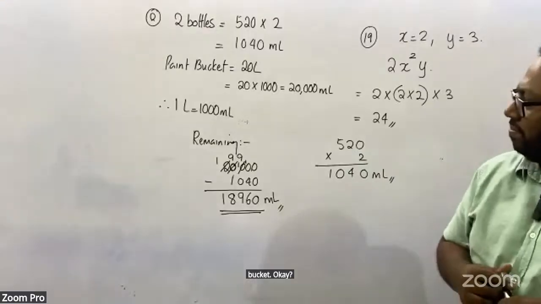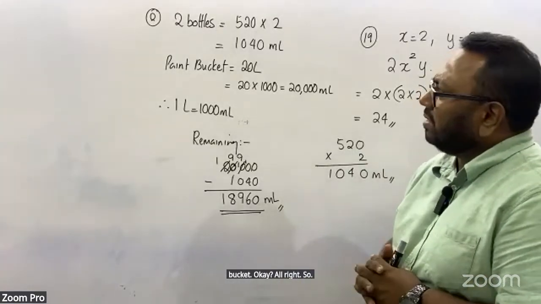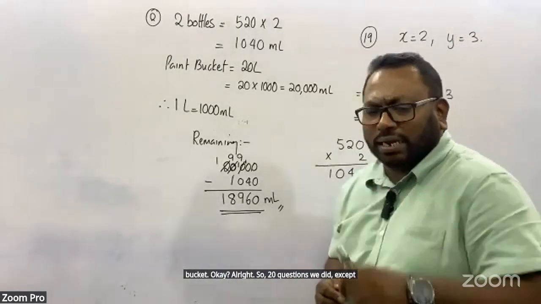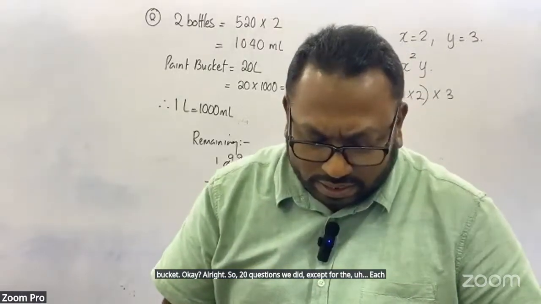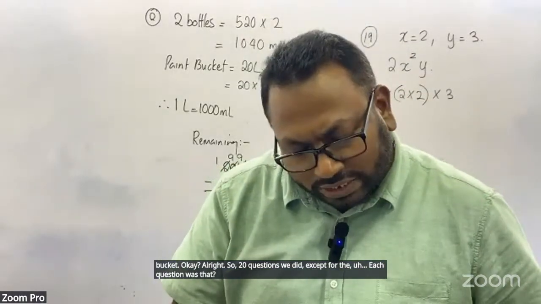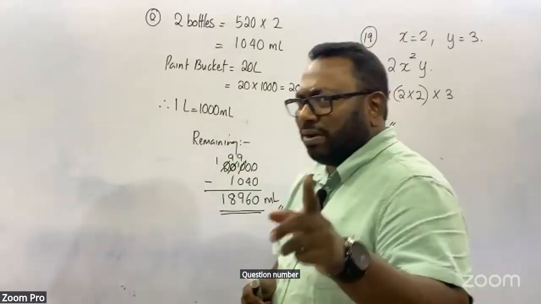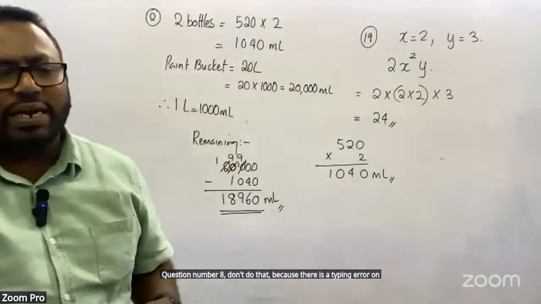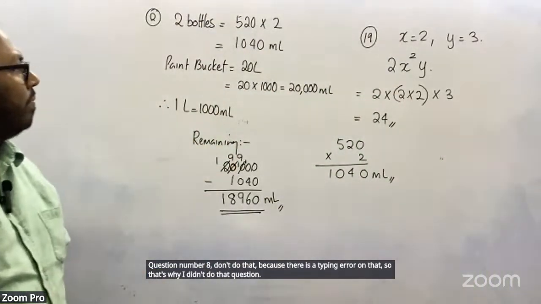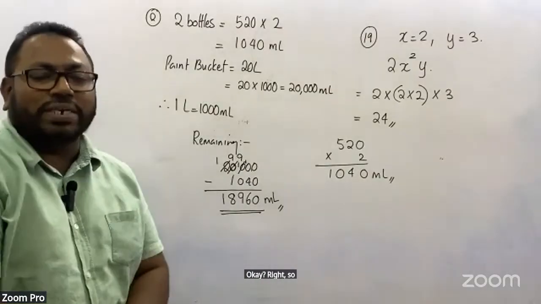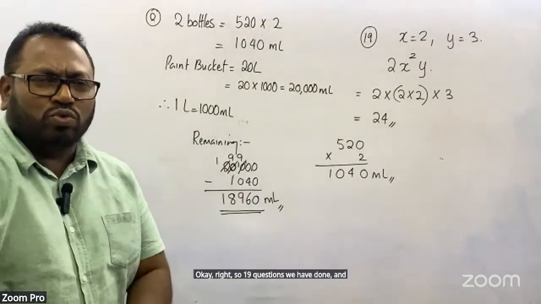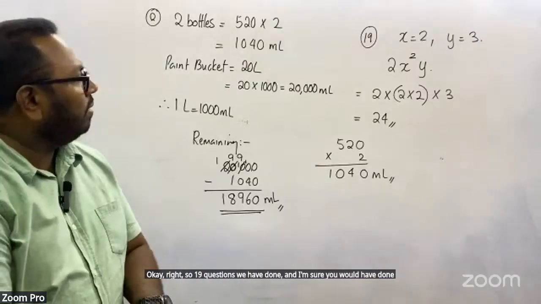All right. So 20 questions we did, except for question number 8. Don't do that because there is a typing error on that. So that's why I didn't do that question. Okay. Right. So 19 questions we have done, and I'm sure you would have done very well.